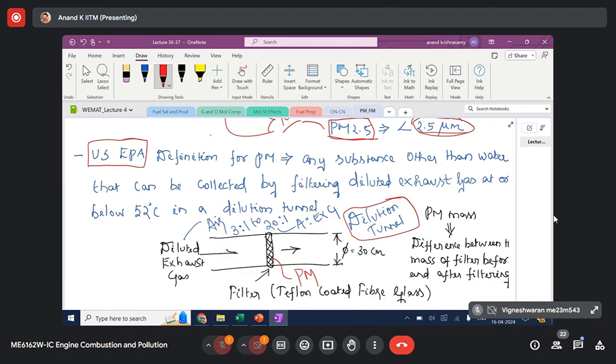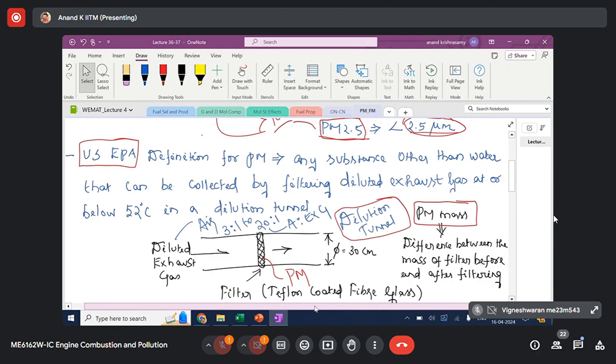I think this is used to measure the mass, PM mass. So in the emission mandates, we regulate the particulate matter mass. So we need to measure this PM mass, okay? And the important point here is that PM mass does not distinguish between the different size particles, smaller or larger. It's only the total mass. So it is not categorizing the size of the particles, it's only mass.